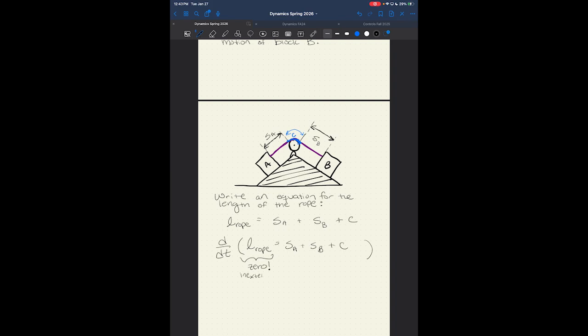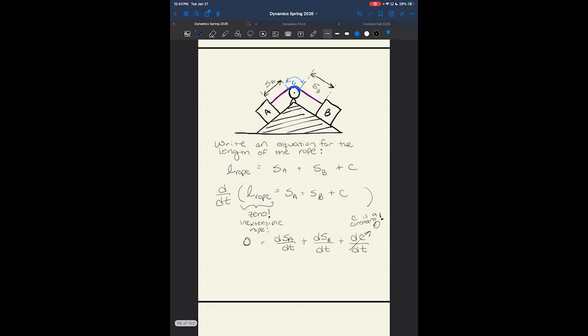Inextensible rope. Okay, so we get 0 is equal to the time rate of change of SA plus the time rate of change of SB plus the time rate of change of C. Is there anything else that goes to 0? The time derivative of C, right? By definition, this is a constant amount. So it never changes in time.